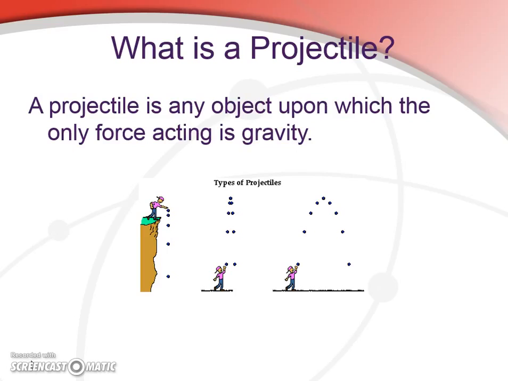I guess another thing worth noting is that anything sitting on a table has gravity acting on it, but the table would be pushing upward with a force equal to gravity. And so it's not a projectile for that reason.